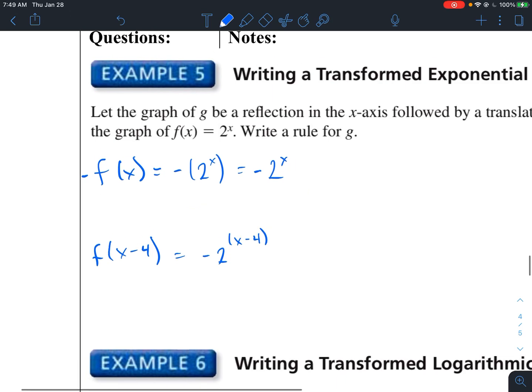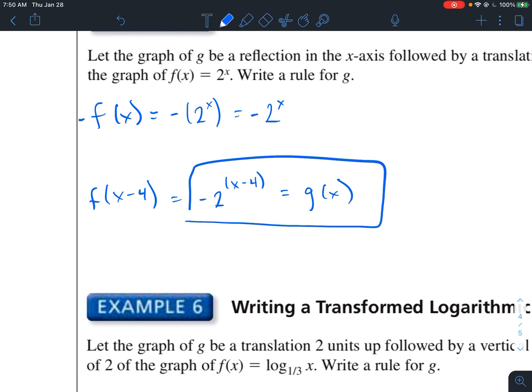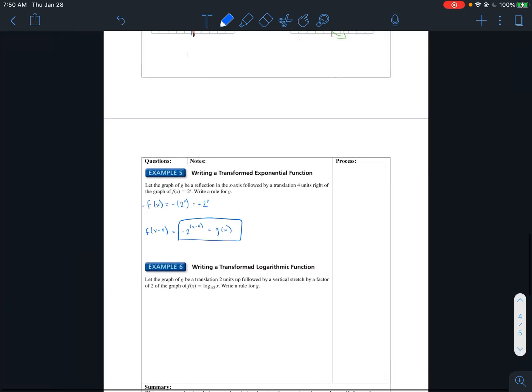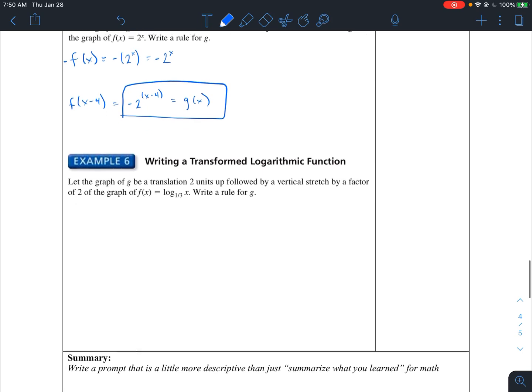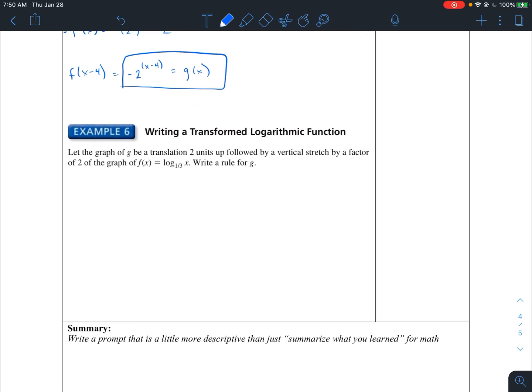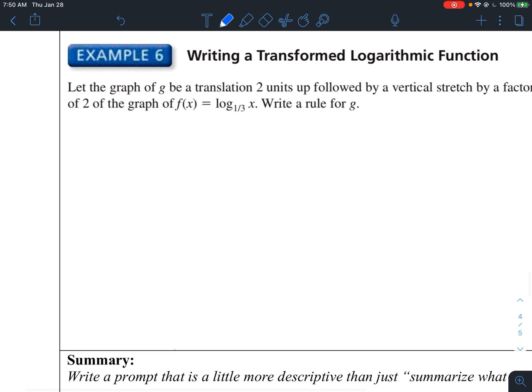Now this right here is g of x. We applied all the transformations that it asked for, and that right there is g of x. Okay, let's give it another go with this one right here, and if you can, try it on your own first. This one is a logarithmic function, so I'm still going to do the same thing.